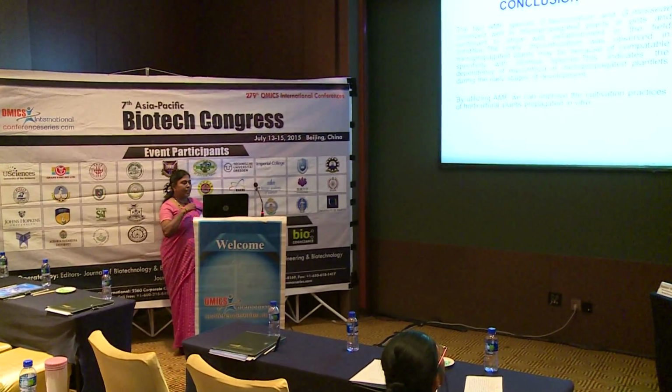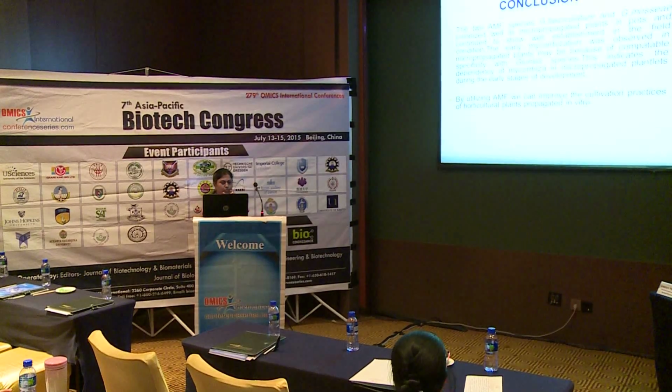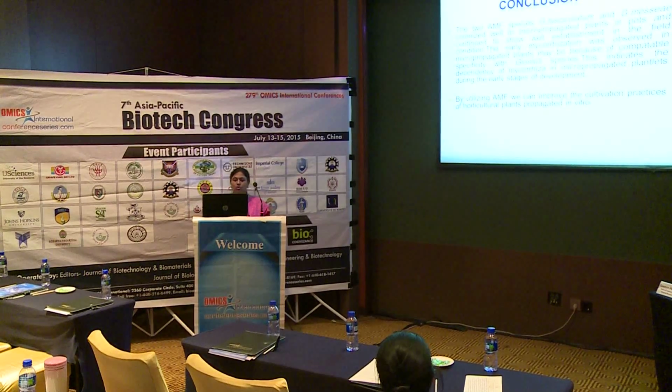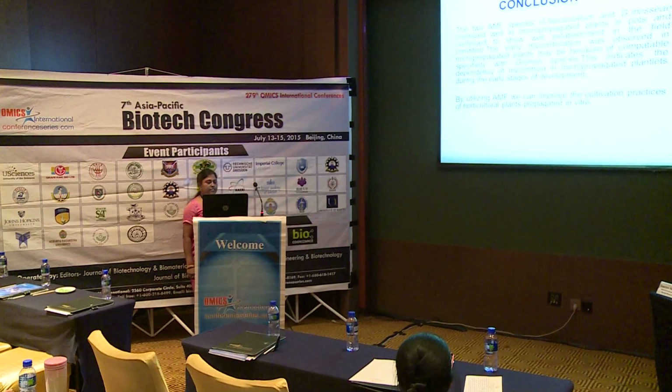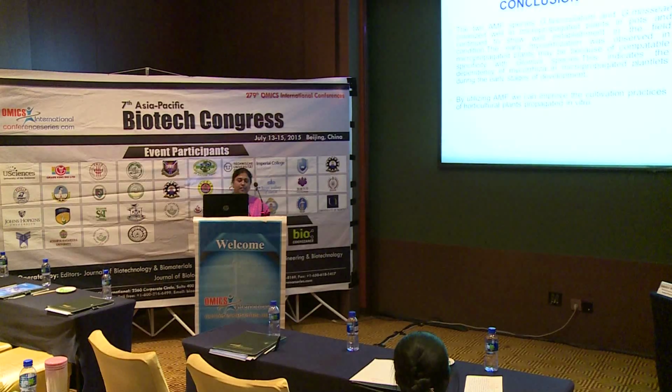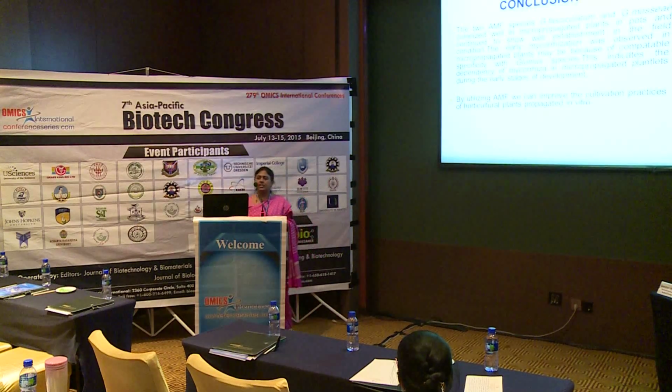In conclusion, the two AMF species, Glomus fasciculatum and Glomus mosseae, colonized well in micropropagated plants initially in pots, and they continued to show good establishment in the field condition. The early mycorrhization was observed in micropropagated plants. This is maybe because of compatible specificity with Glomus species. This indicates the dependency of micropropagated plants on mycorrhiza during the early stages of development, that is the acclimatization period. By utilizing AMF, we can improve the cultivation practices of horticultural plants propagated in vitro, not only banana. We can implement this micropropagation technique along with mycorrhization for all the horticultural crops obtained through micropropagated plants.